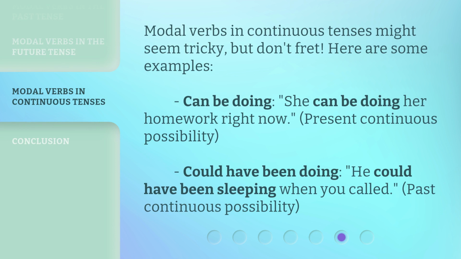Modal verbs in continuous tenses might seem tricky, but don't fret. Here are some examples. Can be doing: she can be doing her homework right now. Present continuous possibility. Could have been doing: he could have been sleeping when you called. Past continuous possibility.